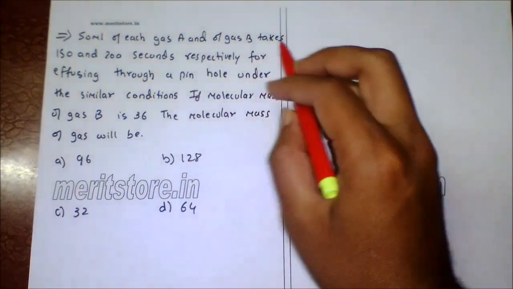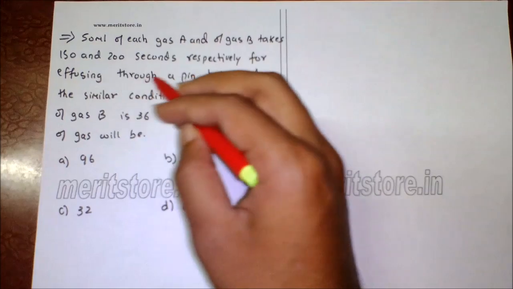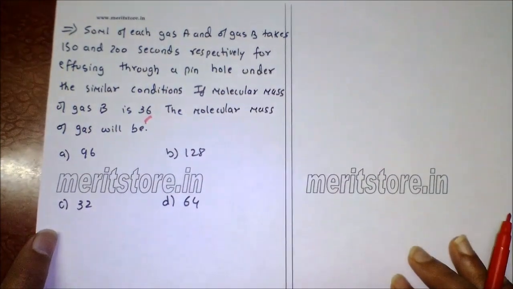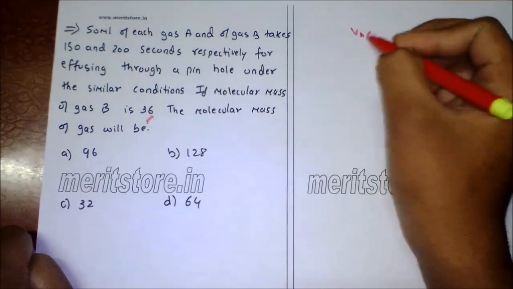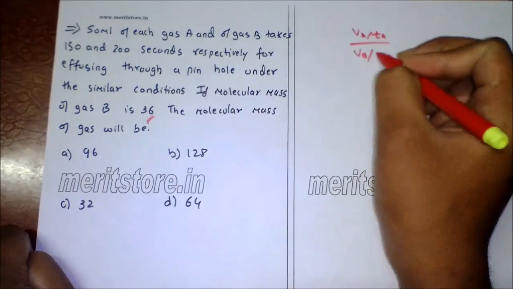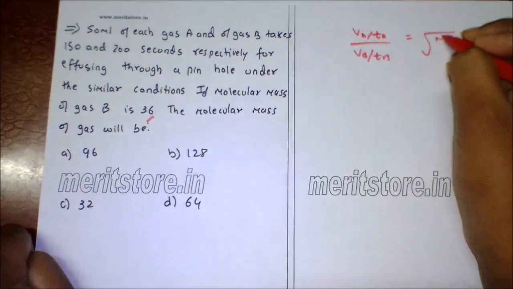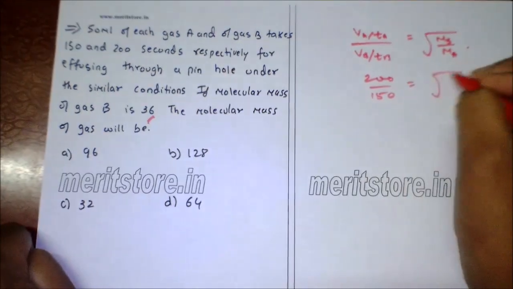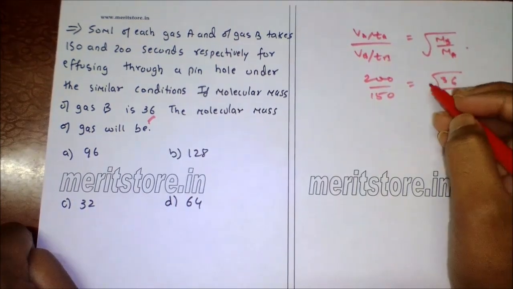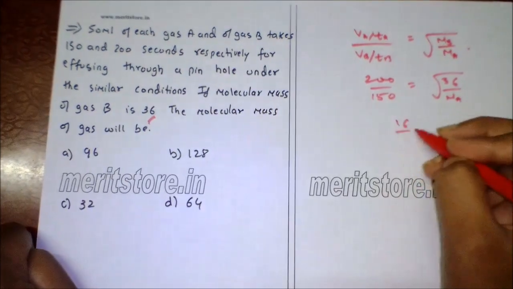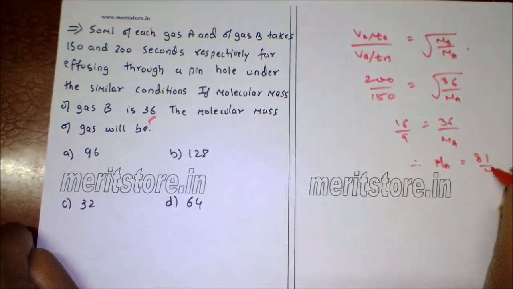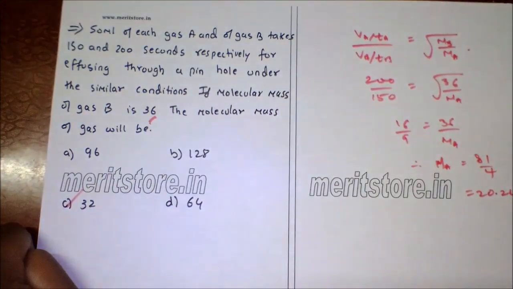50 ml of each gas A and B takes 150 and 200 seconds respectively for effusing through a pinhole under similar conditions. If the molecular mass of B is 36, the molecular mass of gas A will be. So we know that (VA/tA)/(VB/tB) = root of MB/MA. Substituting the values, 200/150 = root of 36/MA. So on solving this, we get 16/9 = 36/MA. Therefore, MA = 81/4, which is 20.25. So the closest answer is 32. Option C is the correct answer.